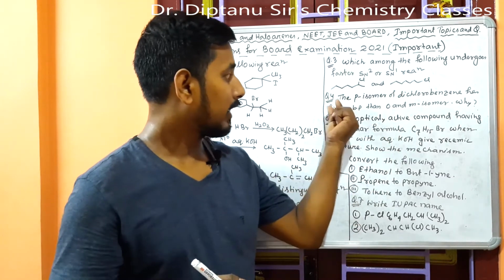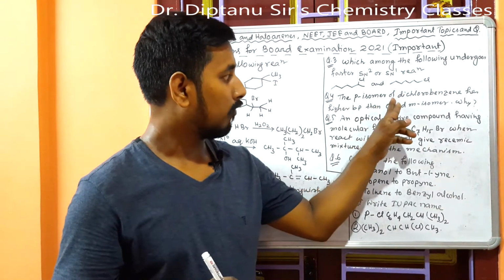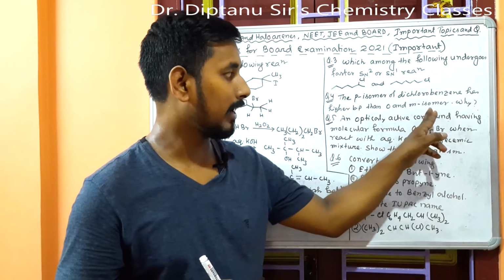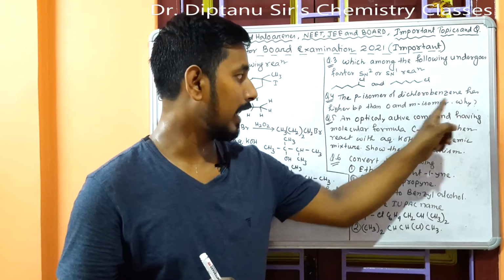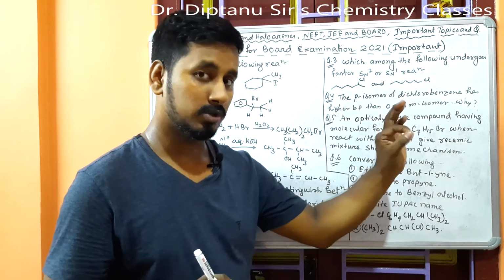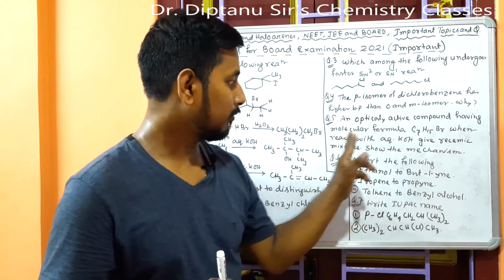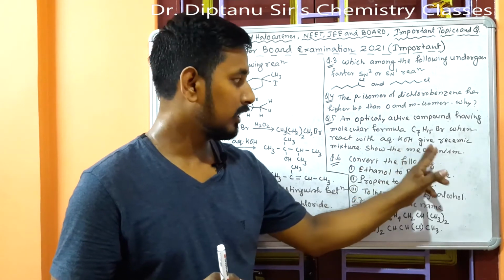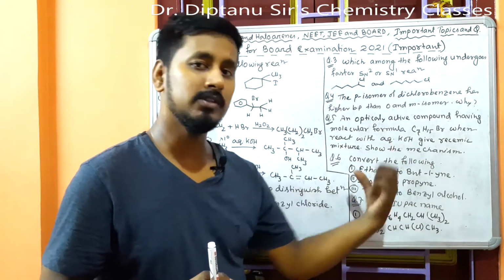And after that, one question will be from the physical properties: the para isomer of dichlorobenzene has a higher boiling point than the ortho and meta isomers. Why? This type of question may be asked. And the question will be like: an optically active compound having molecular formula C7H15Br, when reacted with aqueous KOH, gives a racemic mixture of products. Show the mechanism of this reaction.